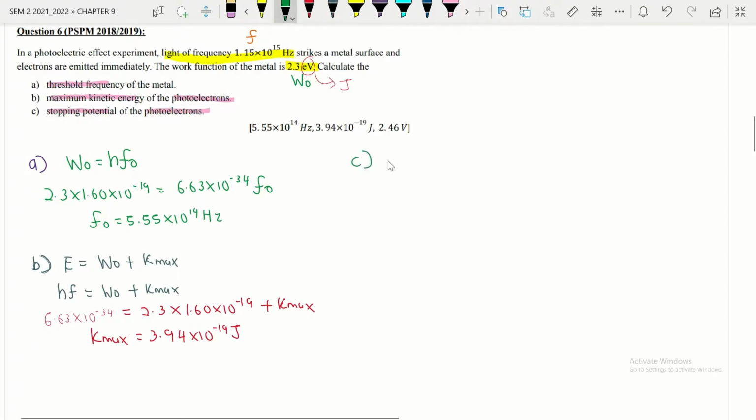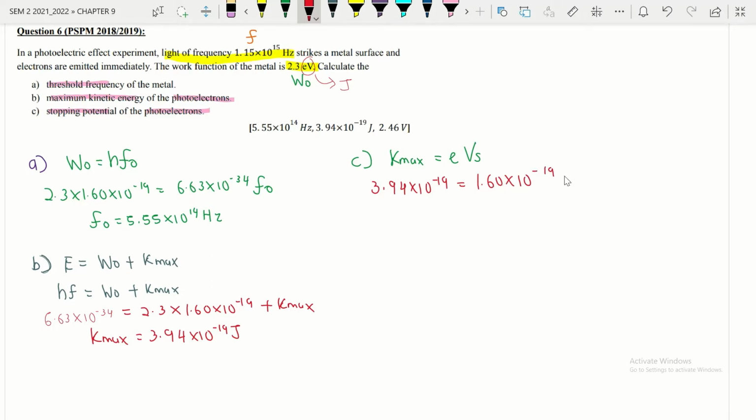Okay, kita nak cari stopping potential of the photoelectron, and you must know kinetic energy is equals to electron darab dengan stopping potential. So we already know our kinetic energy, maximum kinetic energy, which is 3.94 times 10 to the power of negative 19, and electron is 1.6 times 10 to the power of negative 19. This is the charge of electron darab juga dengan you punya stopping potential. So your stopping potential is 2.46 volt. And remember, stopping potential must have negative. Okay, so that's all for question number 6.